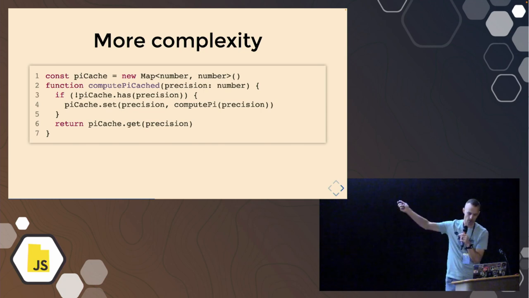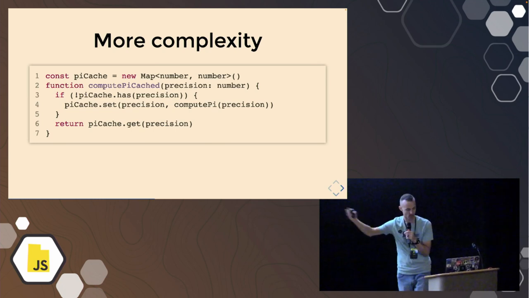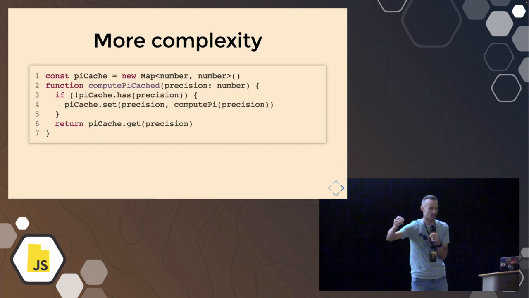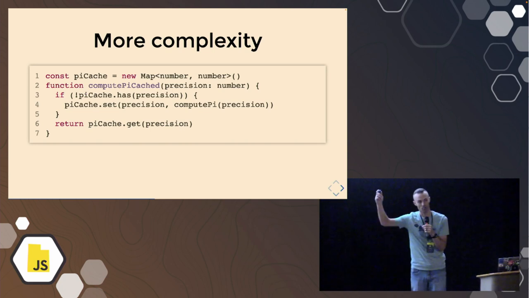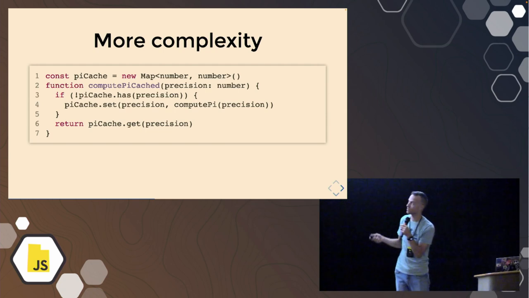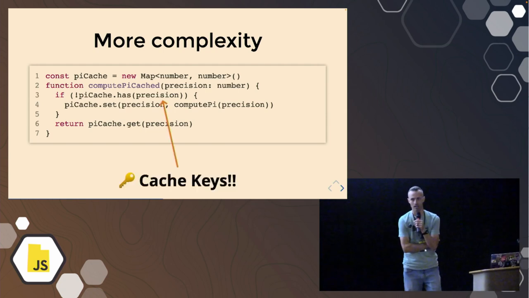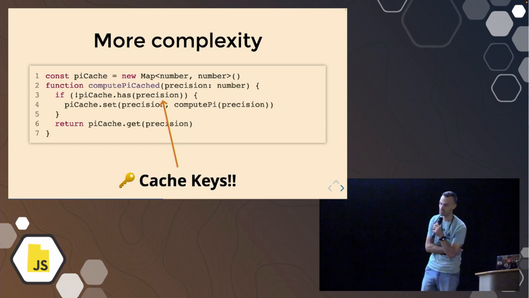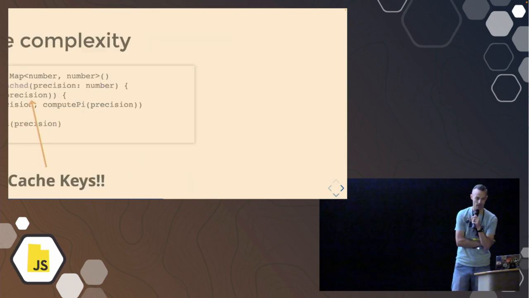And so if the pi cache has that precision value, then we're not going to bother computing pi. If it doesn't, then we will, and we'll set that precision into the cache, and then we always return that. So this is the exact same thing, except now we can store multiple return values for computing pi. So that's nice, but it introduces a really important principle in caching, and that is cache keys. And this is the thing that makes caching a little bit complicated.